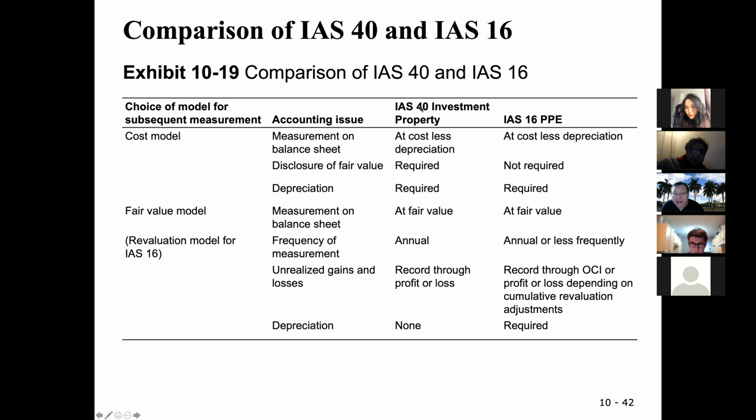So for IAS 40, the gain or loss always goes through the profit or loss, the income statement. But for PPE, it could go through OCI for those revaluation surplus. Depreciation under fair value is not required for IAS 40, but it's always required for IAS 16 under the revaluation model. Are we clear about the two accounting standards for different properties? Yep. Good.